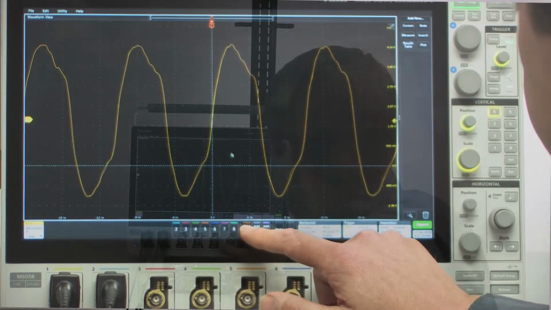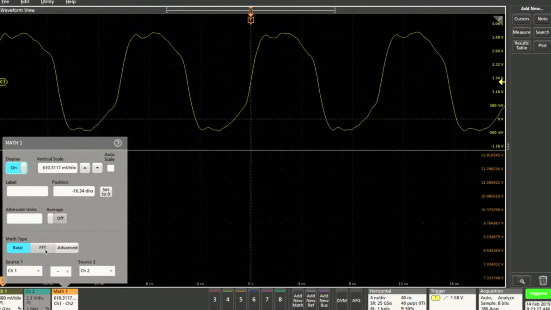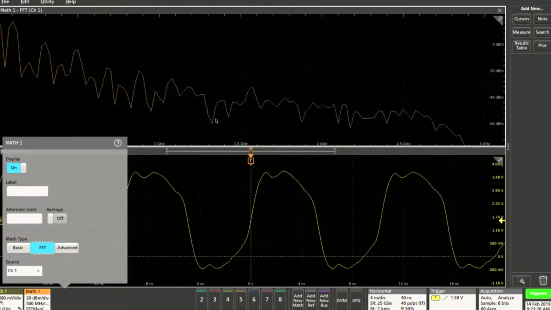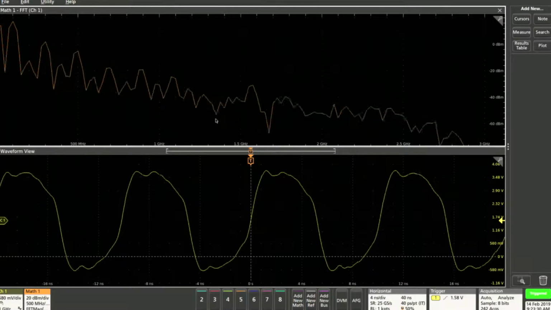Today, we're going to take a look at a spread spectrum clock that modulates from 97 megahertz to 100 megahertz, and we'll take a look at it using both traditional FFT and Spectrum View to see how they are different. The first thing I'm going to do is set up a traditional FFT display. I'll do that by adding a math waveform, setting it to FFT, and you see up here a spectrum.